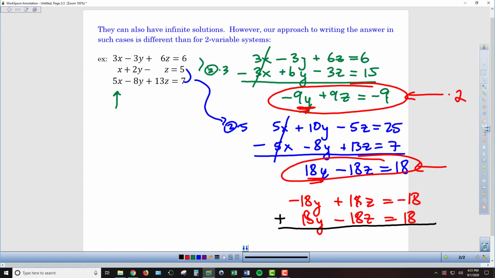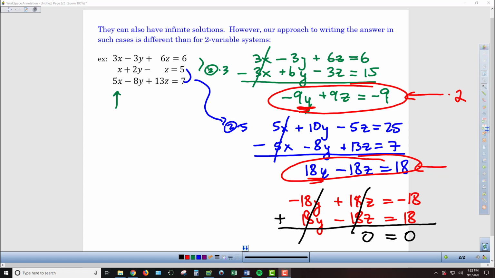And so hopefully what we see happening here is when I go to add these two equations, negative 18y plus 18y, gone. 18z plus negative 18z, also gone. So on this side I'm getting 0, but unlike the last example where we got a nonsense statement, here negative 18 plus 18, I get 0 on the other side as well. And so this tells me that I have infinite solutions to this system of equations.